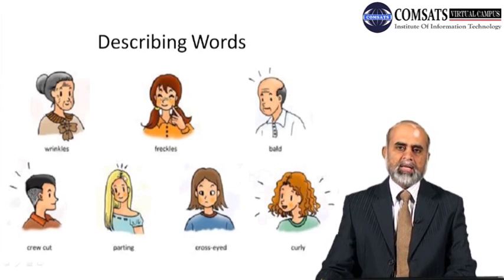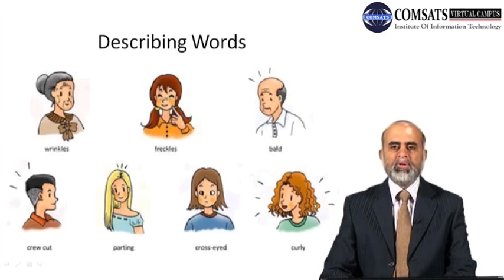She parts her hair in the middle. She also parts her hair in the middle, right? And she's cross-eyed here, right? She has got curly hair, right? This I don't need to explain. She is wearing a bun, right? You must have eaten a bun, but this one is a hair bun, right? So she wears her hair in a bun. Okay, so these are just a few describing words.